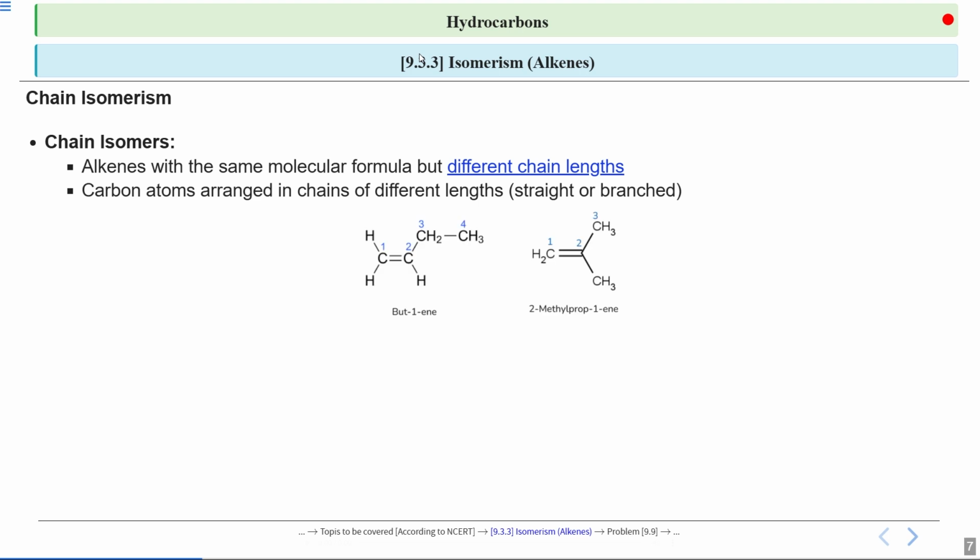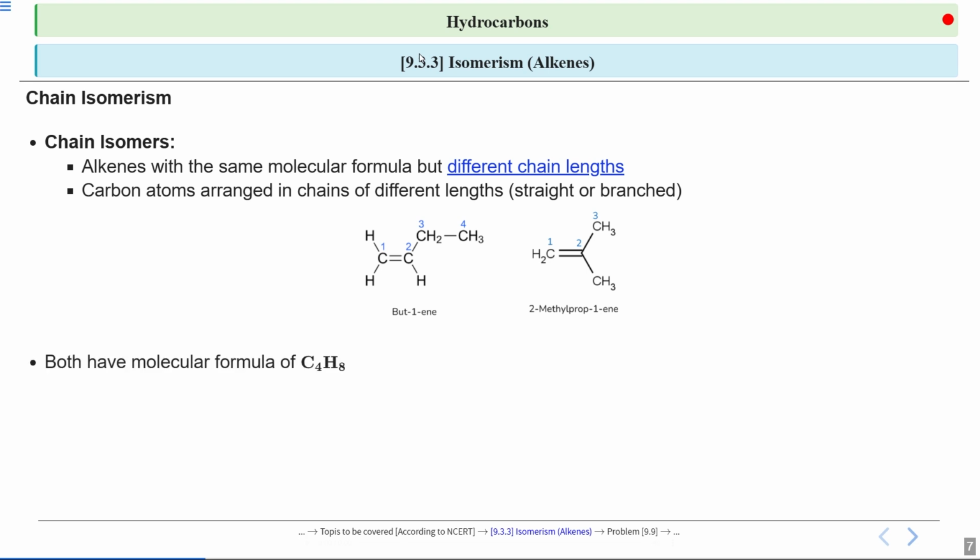Now we can take that same example of but-1-ene and 2-methyl-prop-1-ene. Here you can clearly say that the chain length is changing. The word root, which is decided by the chain length, is also changing along with the change in chain length.